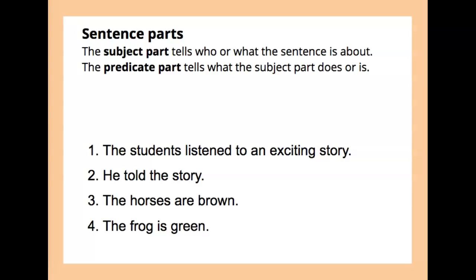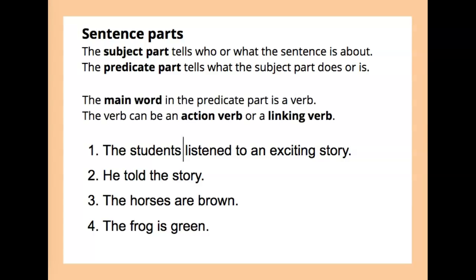Number 1. The students listened to an exciting story. This sentence is about the students, that's the subject part, and they are listening to an exciting story. So we draw the line between students and listened. Then what's the main word in the predicate part? The main word in the predicate part is a verb. The verb can be an action verb or a linking verb. So in this sentence, the main word in the predicate part is listened.